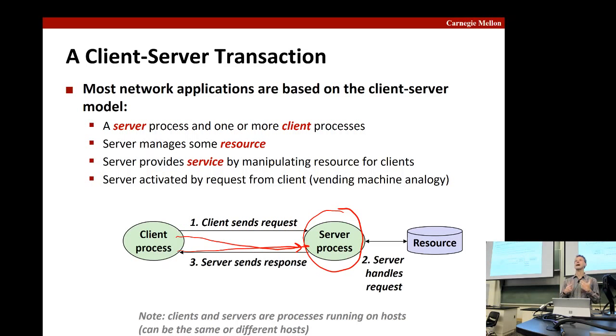The server is activated by the fact that the client makes the request. Otherwise, it just sits there passively. Think of a vending machine, right? Until you actually put your money in and press the button, the vending machine just sits there doing nothing.